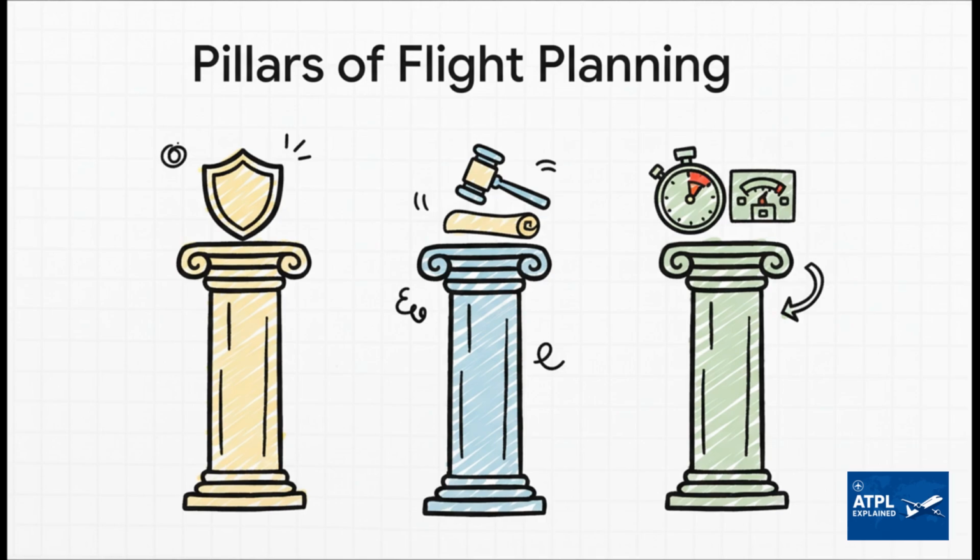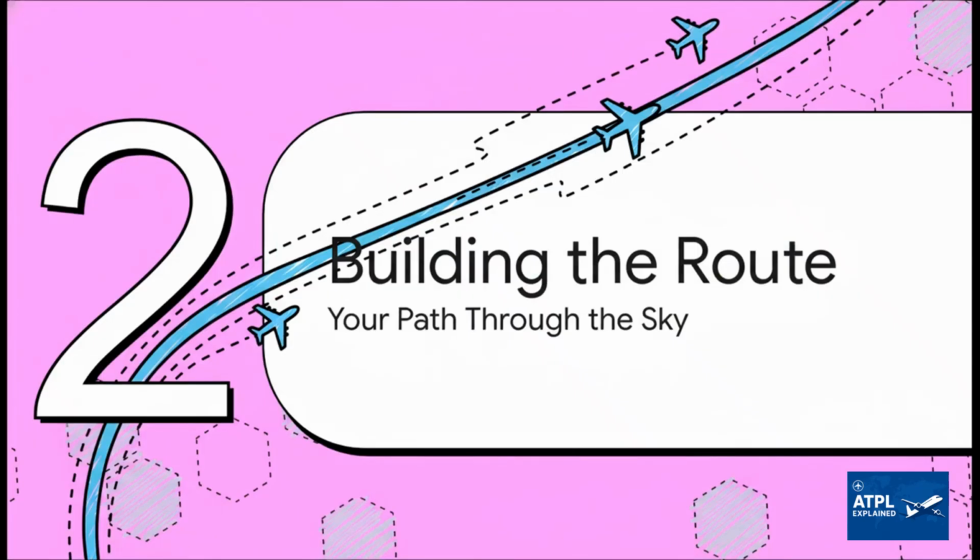If you mess up any one of these, the whole plan is a failure. For example, trying to save a little fuel by routing through a known thunderstorm, well, that's sacrificing safety for efficiency, and that's a catastrophic failure in planning. All right, let's get our hands dirty and start building this plan.